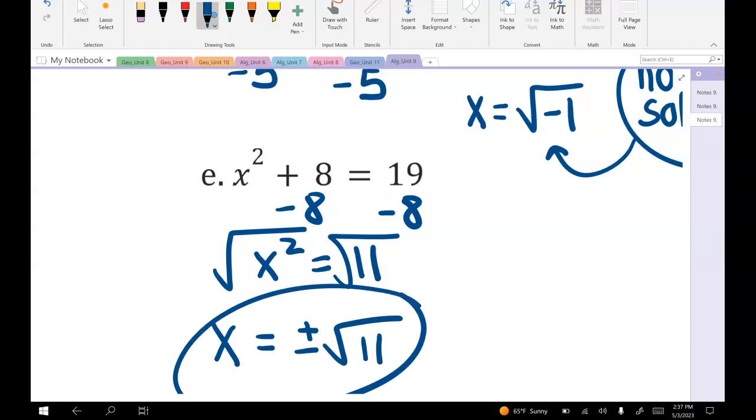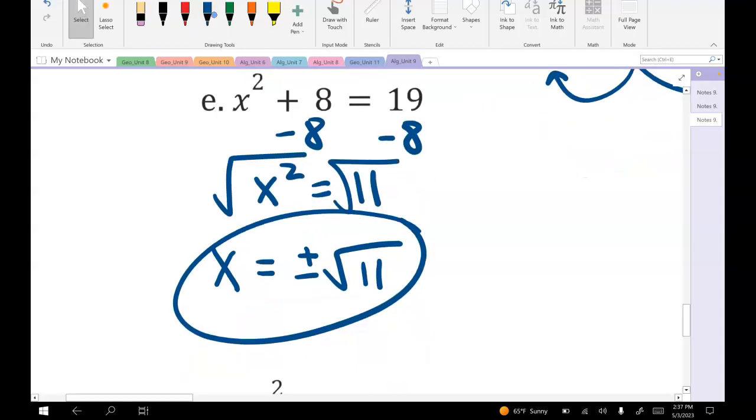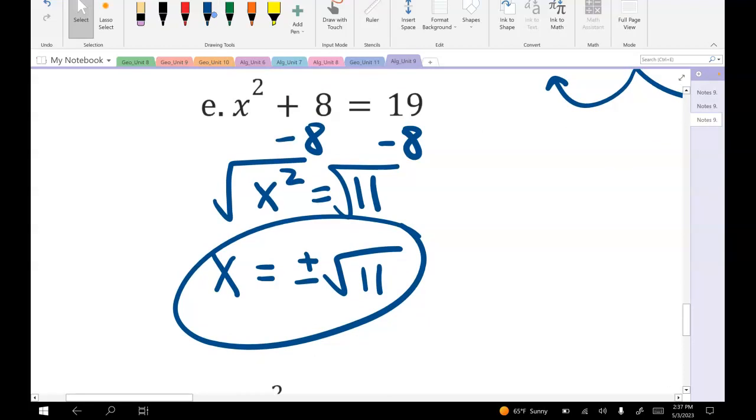Square root of 11 cannot be simplified. All right, so right here, there is no perfect square that goes into 11. So this goes back to what we did on Monday. You can't divide 9 into this, or 4, or 1. 1 you could, but we ignore the 1 case. So we leave it as an exact answer.